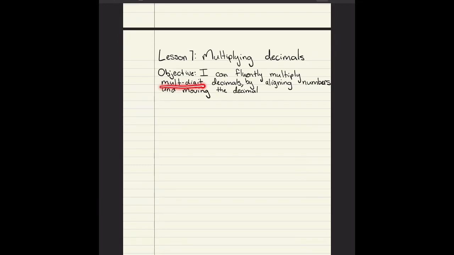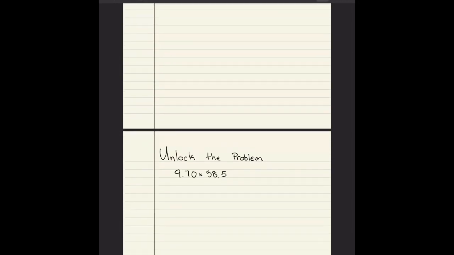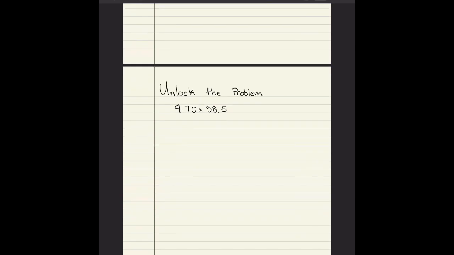Then multi-digit again, so not just like 1.1, it's like something that would be 1.456. You will be doing this by aligning the numbers, whereas for addition and subtraction, you align the decimals. Now you're aligning the actual numbers. So that is the difference. And you're going to be moving the decimal point. No vocab and no reminders. So let's jump right in and unlock the problem.